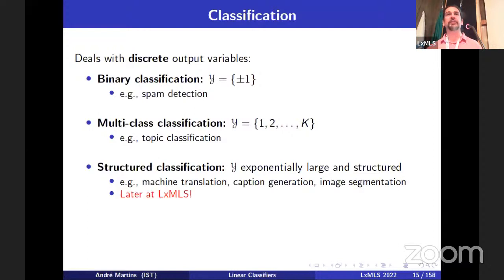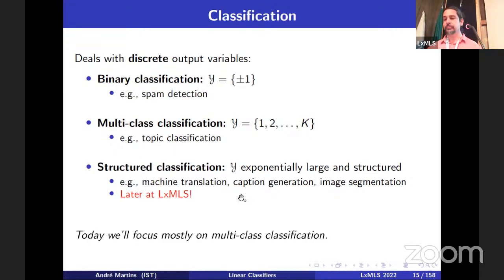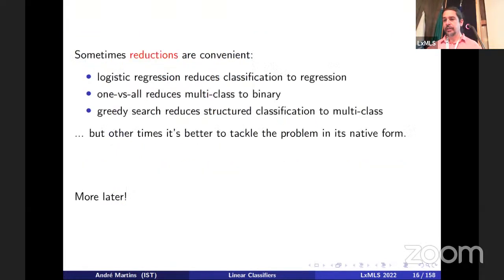There are lots of problems that fit this framework. I'm not going to talk about this today, but later in LxMLS, in Noah Smith's class and Chris Dyer's class, they're going to cover this. So today we're going to stick mostly with binary and multi-class classification. Okay.